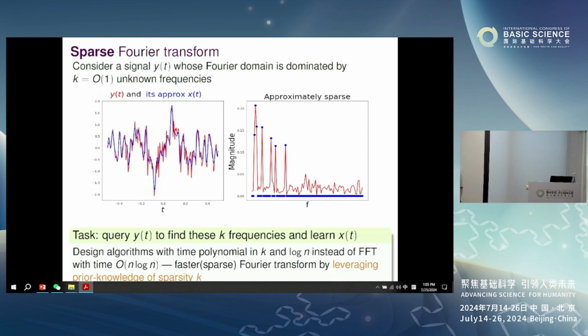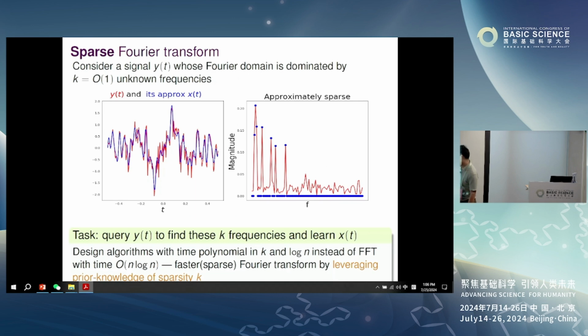So this is the problem that we are going to discuss in this talk. Given access to the noisy data Y, we want to find these dominating frequencies and learn the sparse representation X. One lazy way to do this is just to run the fast Fourier transform, whose running time is n log n. Then I look at all Fourier coefficients and take out the K largest. But this has running time n log n, as I mentioned before.